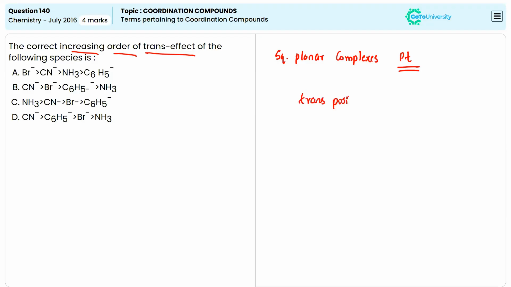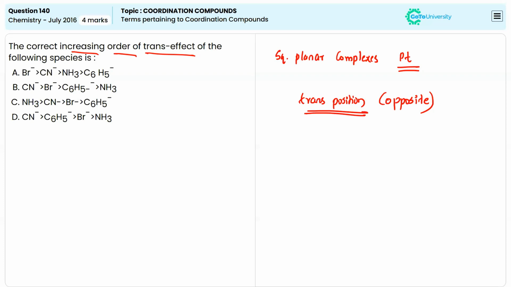That is important. So the trans effect can be defined as the ability of a ligand to influence the substitution rate of another ligand positioned trans to it. Trans to it means opposite to it. So this is called trans effect. Okay, so here we have four kinds of ligands. We have to arrange them in increasing order of their trans effect. So all the ligands can be arranged in the order of their increasing trans effect.